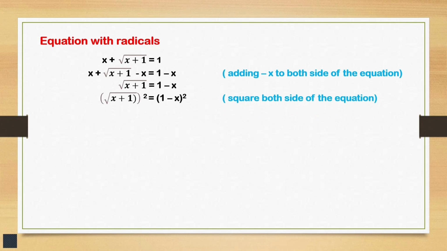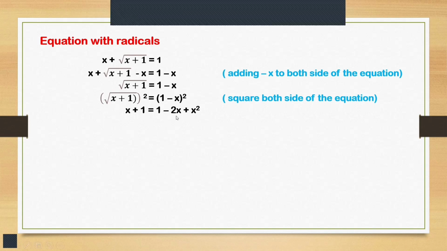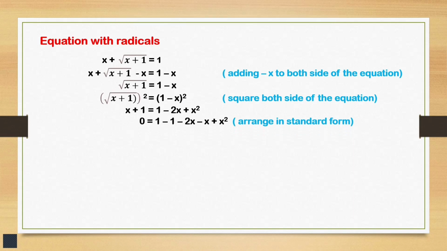Now, if we square both sides of the equation, this will become x plus 1 equals 1 minus 2x plus x squared. This 1 minus 2x plus x squared is the product of the square of the binomial. Now, we have 0 equals 1 minus 1 minus 2x minus x plus x squared. If we arrange this in standard form, it will become x squared minus 3x equals 0. This is the transformed quadratic equation.